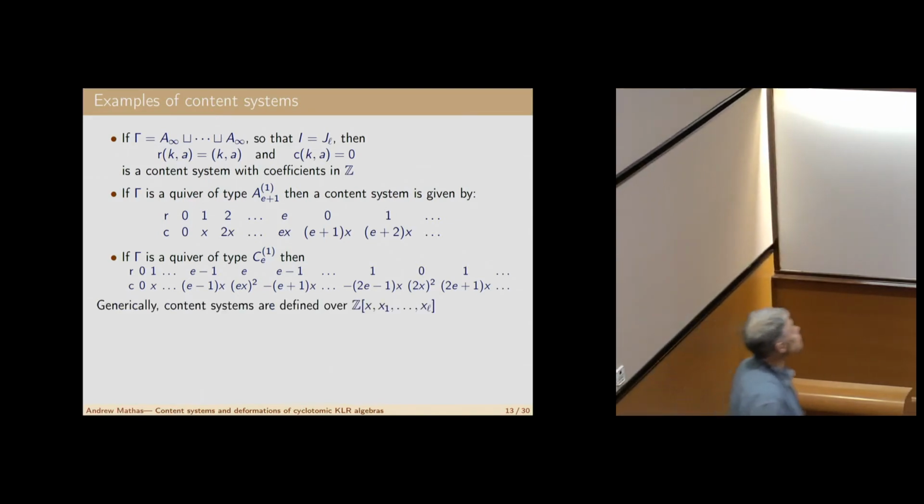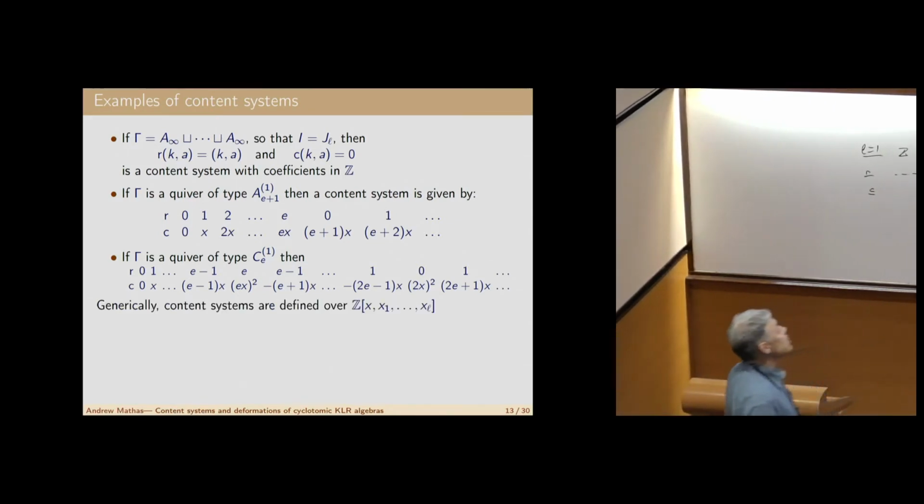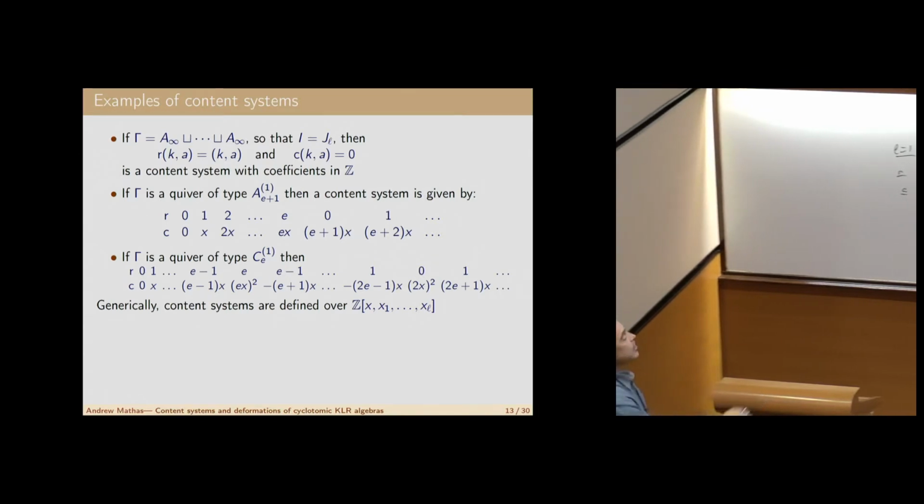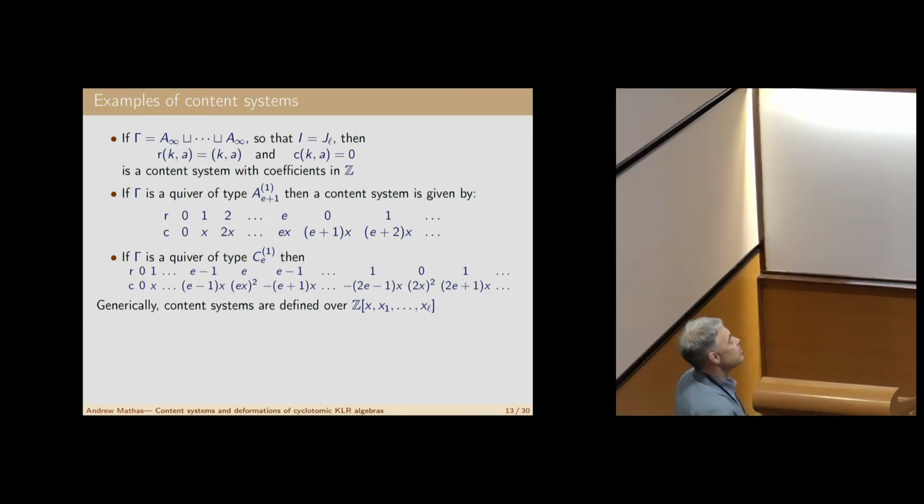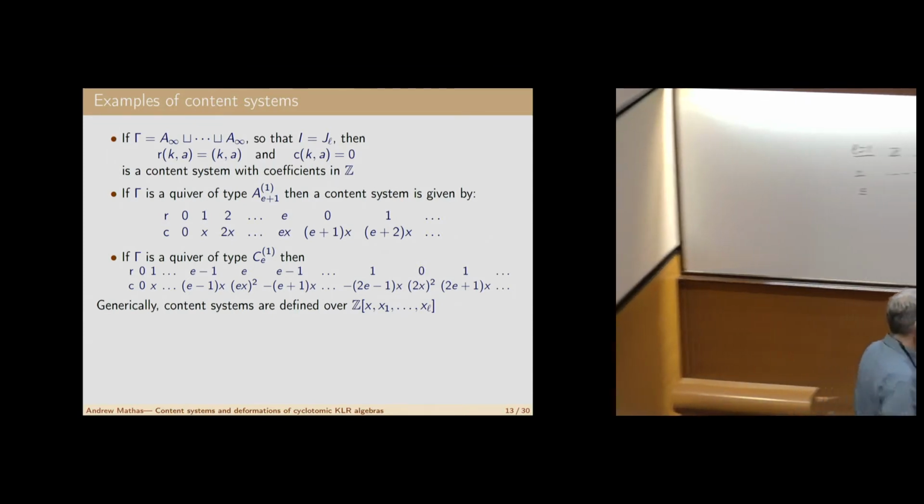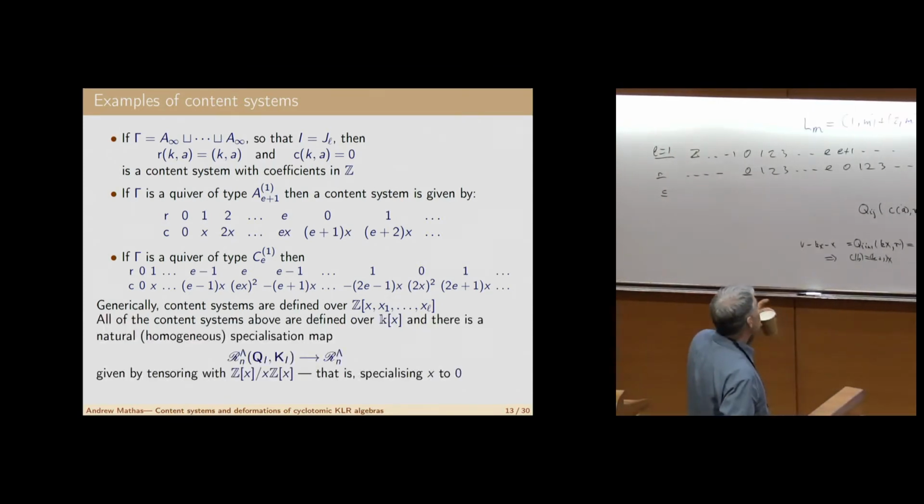Okay. So generically, these content systems are defined over, say, Z[x], up to, so I've got 1 x, and then for each level, I've got another indeterminate I can add.